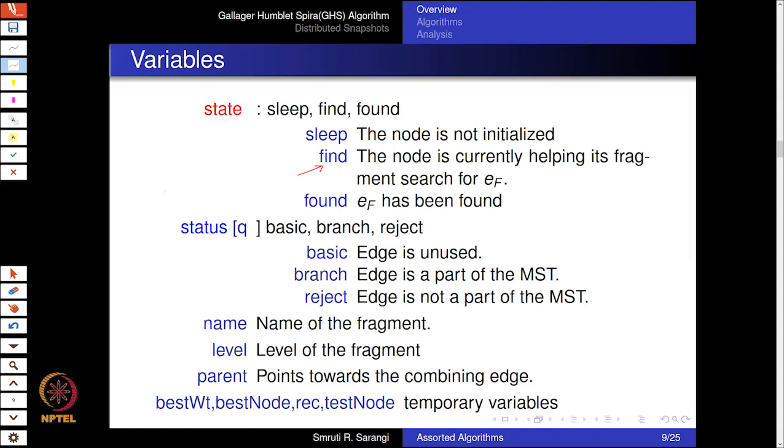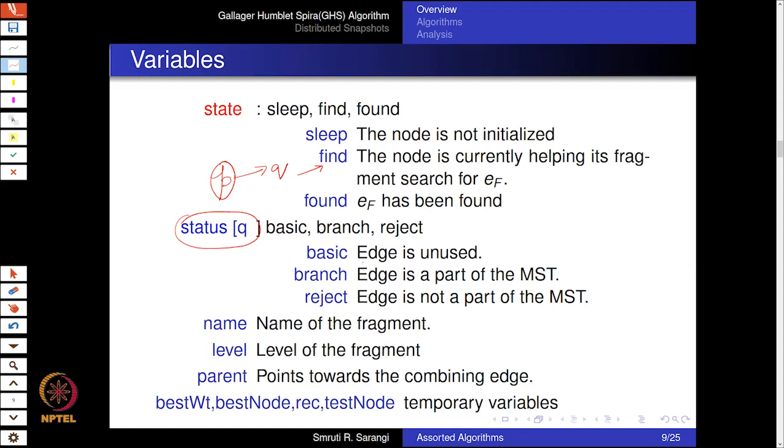Alright. So here also I am P and the other node is Q. Every node maintains an array called status Q. Status Q is basically the status of the edge from P to Q, where I am P and other nodes are Q. For every Q which is my neighbor, I'll have a status array with a Qth entry. It will have three values: basic, branch and reject.